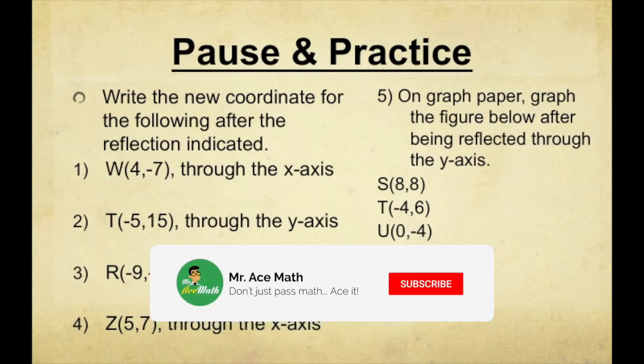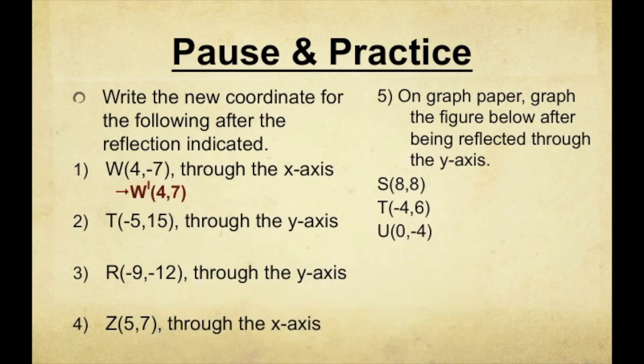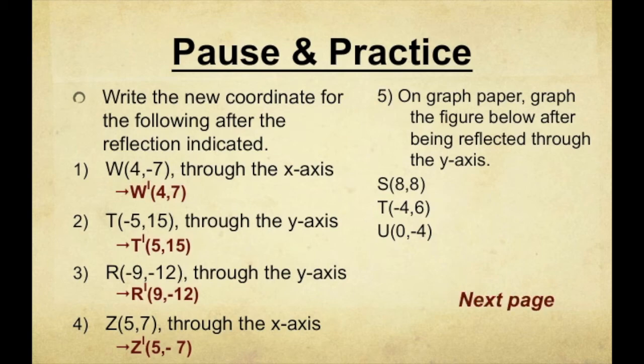So let's go over our answers. Number 1, W becomes W prime at 4, 7. Number 2, T becomes T prime at 5, 15. 3, R becomes R prime at 9, negative 12. And 4, Z becomes Z prime at 5, negative 7. And 5 we can see on the next page.